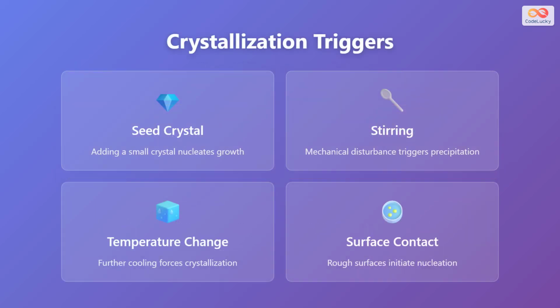Several things can trigger the crystallization of a supersaturated solution. Adding a seed crystal, which is a small crystal of the solute, provides a surface for the excess solute to crystallize on. Stirring or any mechanical disturbance can also trigger precipitation by disturbing the unstable equilibrium. Further temperature changes, especially cooling, can force crystallization. Even contact with rough surfaces can initiate nucleation, which is the beginning of crystal formation. That's why supersaturated solutions must be handled very carefully.